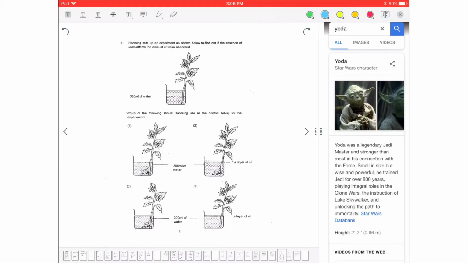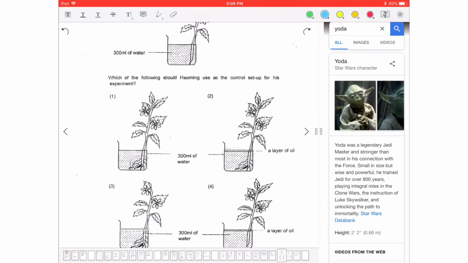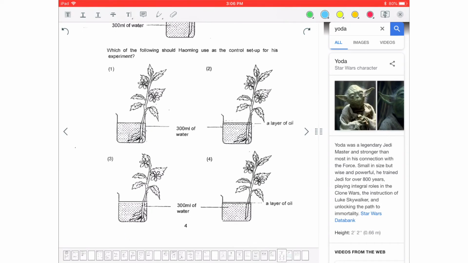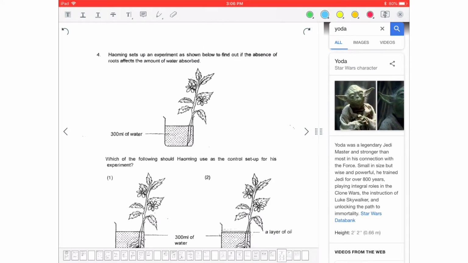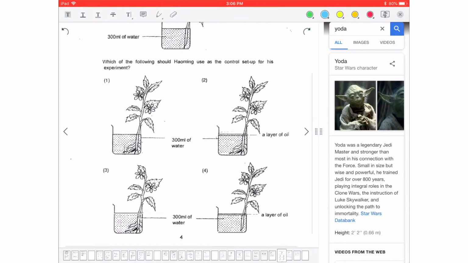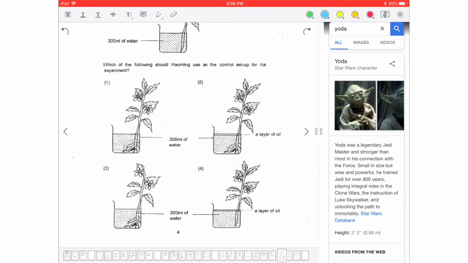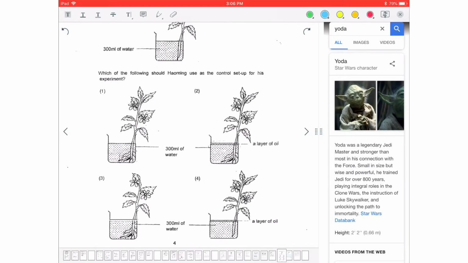Okay, Hao Ming sets up an experiment as shown. Which of the following should Hao Ming use as the control setup for his experiment? Okay, what does he want to do? If the absence of roots affects the amount of water absorbed. So this one has no roots. The other one should have. Question 4. What's our choice? 1. Yeah, 1 is correct. Next.